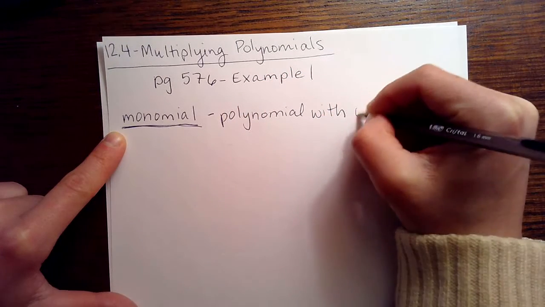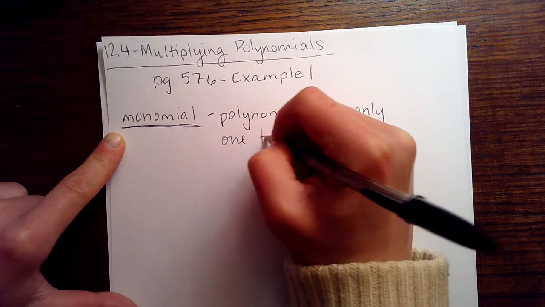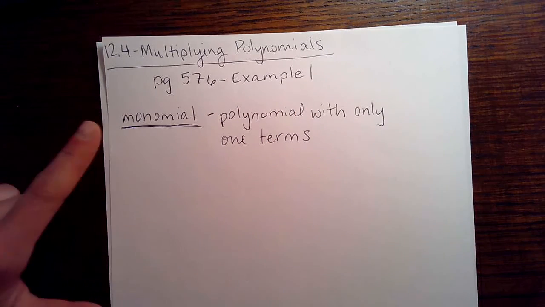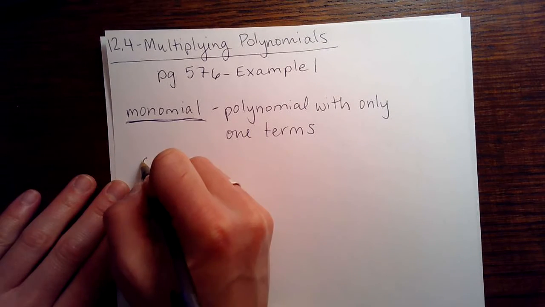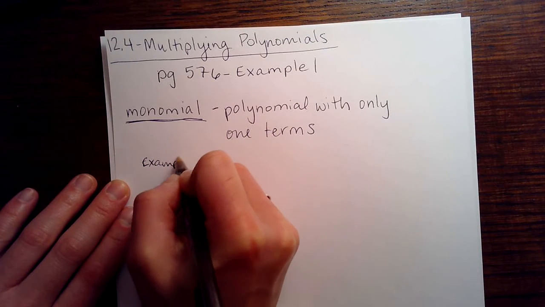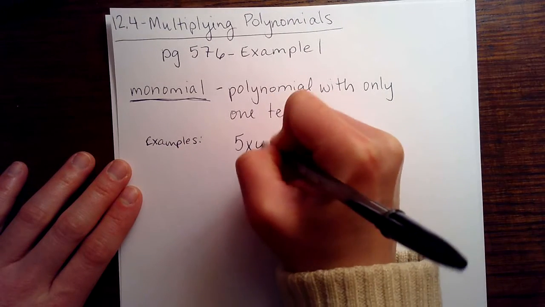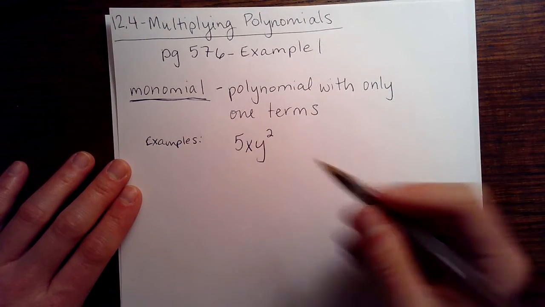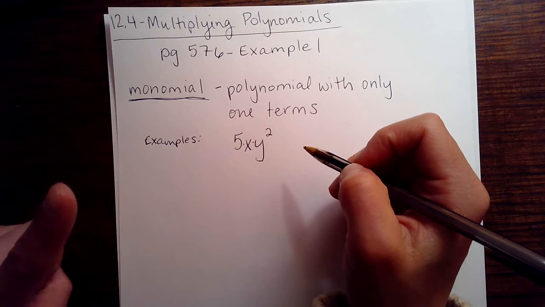This means that when you see an expression that does not have terms added together, so no addition or subtraction, but all multiplication, it is a monomial. So some examples of monomials, this could be something like 5xy squared. That's a lot going on there, but it's all multiplied together. And so it's still only one term.